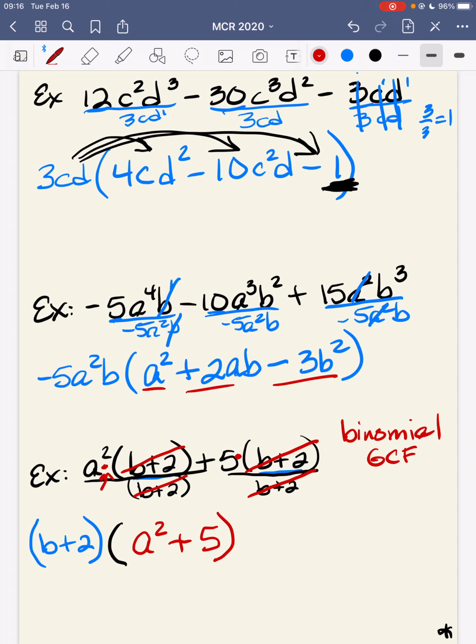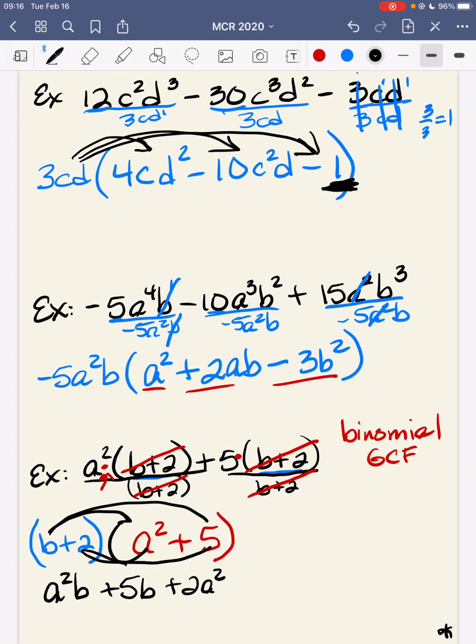Now this one, in order to check it, we actually have to go ahead and FOIL. And we should go ahead and do that. So I have b times a squared, which is a squared b. I like to put them in alphabetical order. You don't have to. I have b and a positive 5, so plus 5b, plus 2a squared, plus 10. Okay, and notice this one is a 4-term polynomial that I cannot do anything with.